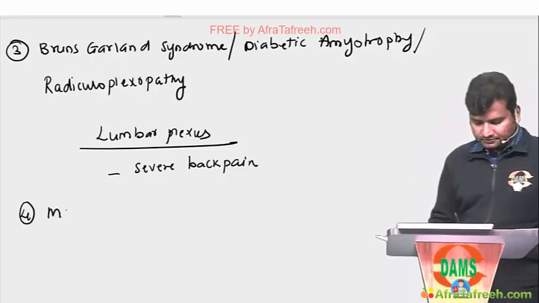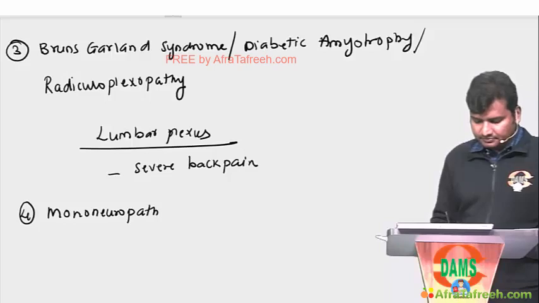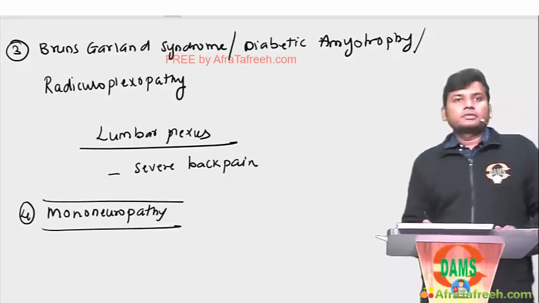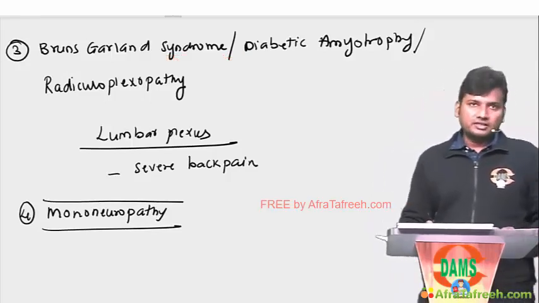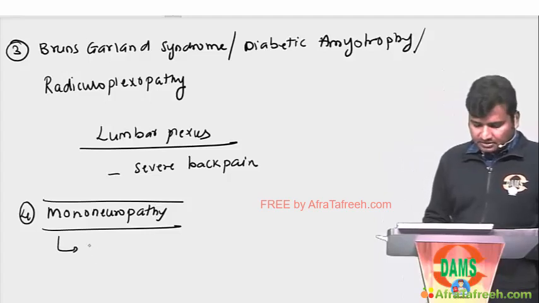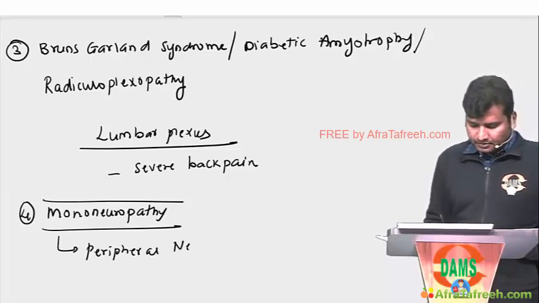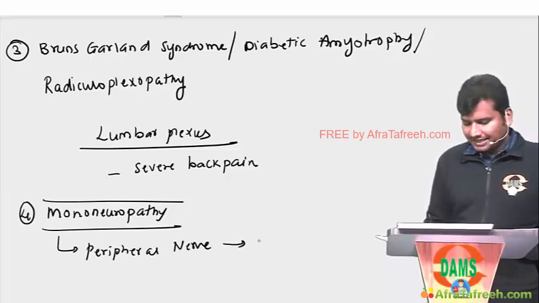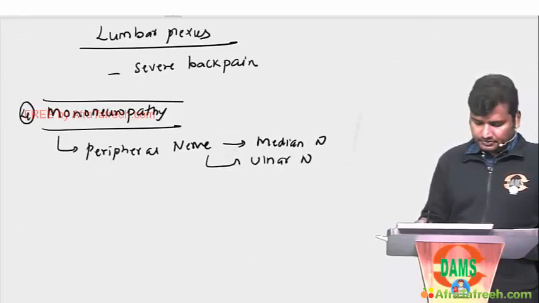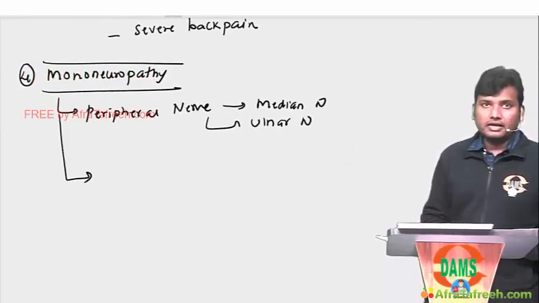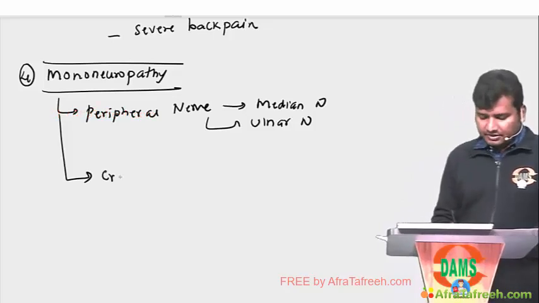Fourth one, mononeuropathy. Diabetes can affect a single nerve, so it is called mononeuropathy. Now this mononeuropathy can involve a peripheral nerve. In peripheral nerve, it can be the median nerve or ulnar nerve, and it can be a cranial nerve.